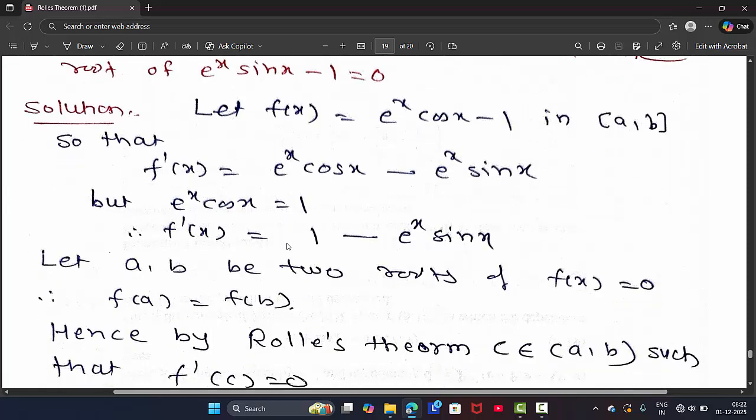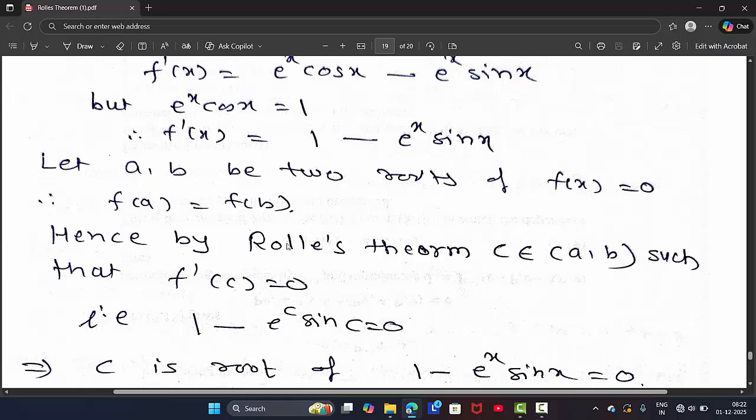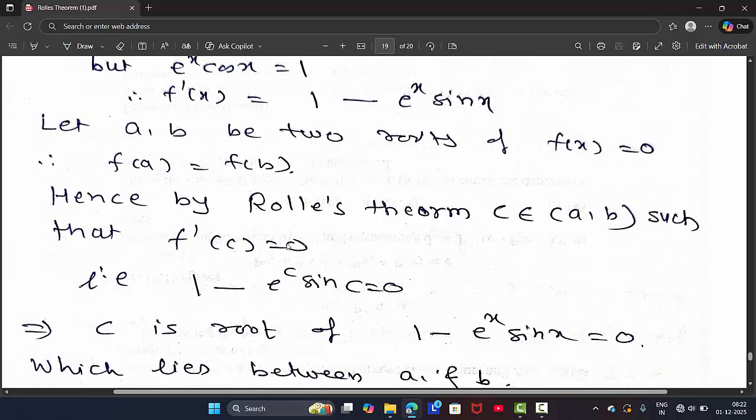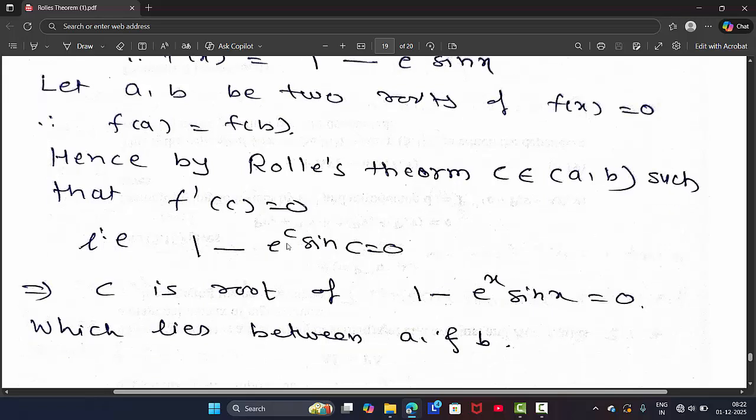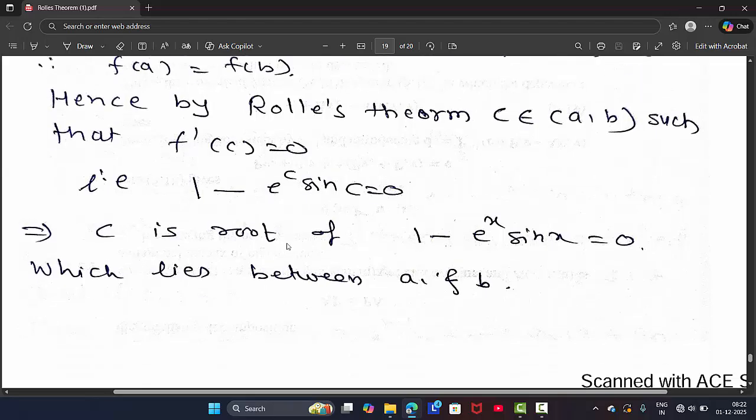Let a and b be the two roots of f(x) equal to 0. Therefore, f(a) equal to f(b). Hence, by Rolle's theorem, f dash c equal to 0, and so 1 minus e raised to c sin c equal to 0. This implies that c is a root of 1 minus e raised to x sin x equal to 0, which lies between a and b, and hence proved.